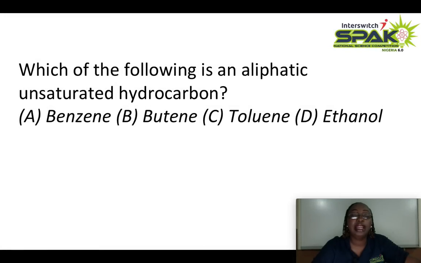Which of the following is an aliphatic unsaturated hydrocarbon? The question has really shown what we are looking at. Definitely it is not option D. Option D is eliminated because it is not a hydrocarbon. Now, the other 3 are unsaturated, but which one is aliphatic? Aliphatic compounds are straight chains and they're not cyclic. They are straight chains or branch chains. So the answer here is butene. Butene is the aliphatic unsaturated hydrocarbon in the options.